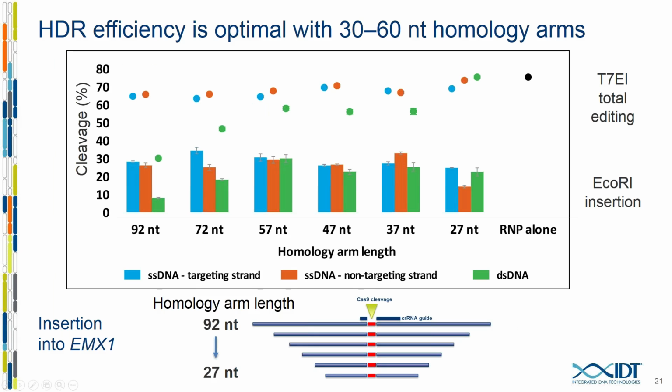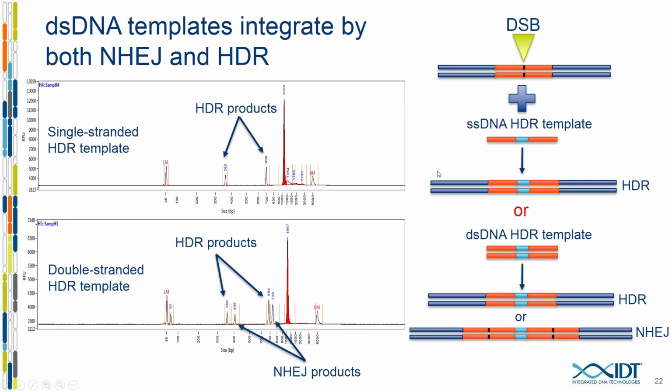Now, one thing I'll mention about this is you'll notice that the double-stranded DNA EcoR1 insertion seems to be quite high, almost on par with the single-stranded DNA. And it might be tempting to consider using a double-stranded DNA template, but what we actually found was occurring in this case is that this is artificially high because of the type of incorporation that's happening with the double-stranded template.